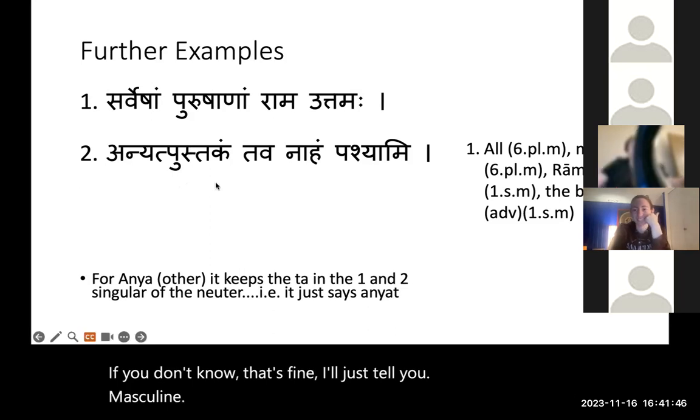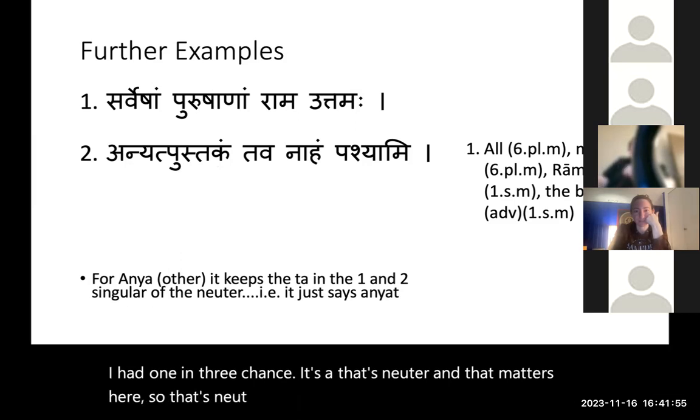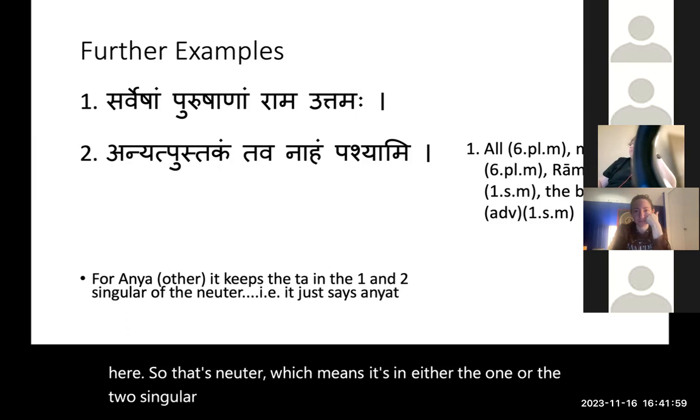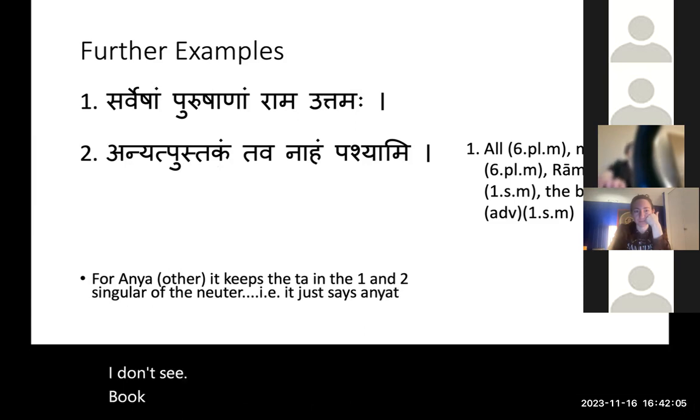Yeah, well, yeah. That's neuter. And that matters here. So it's neuter, which means it's in either the 1 or the 2, singular. But here it's in the 2. So that's your direct object. I don't see book. Now, what do I do with anyat and tava?